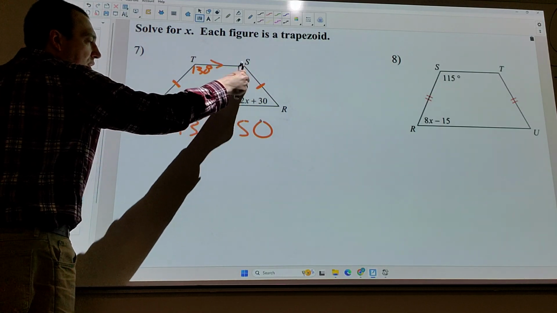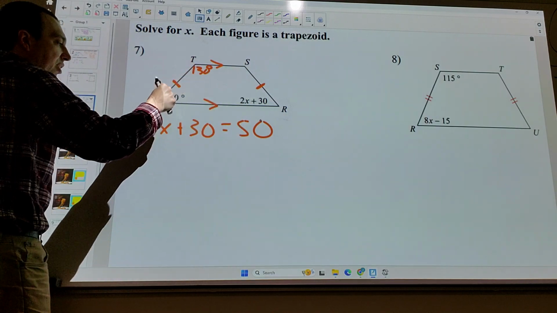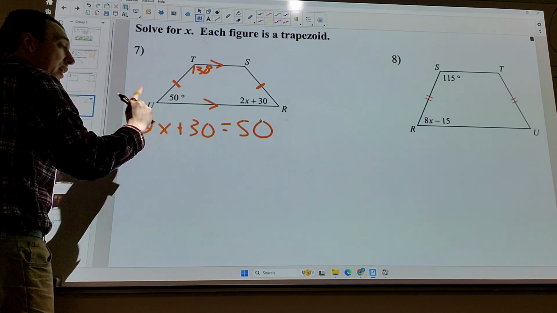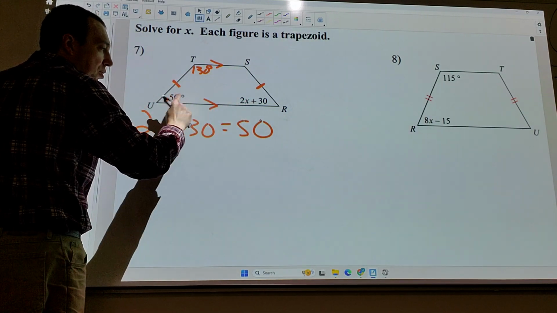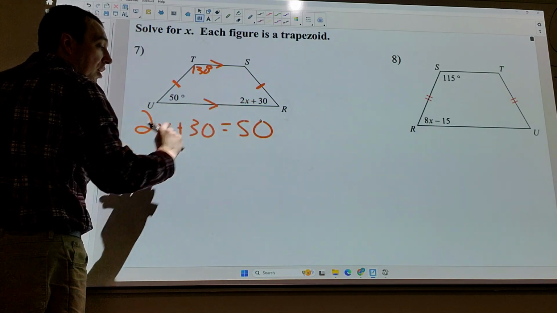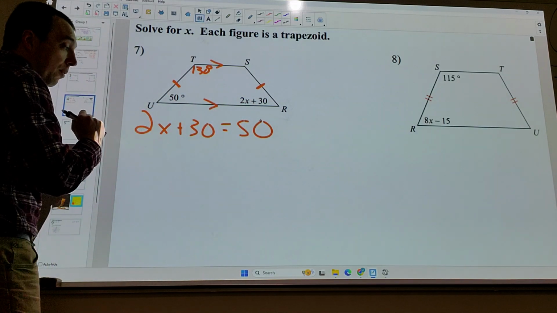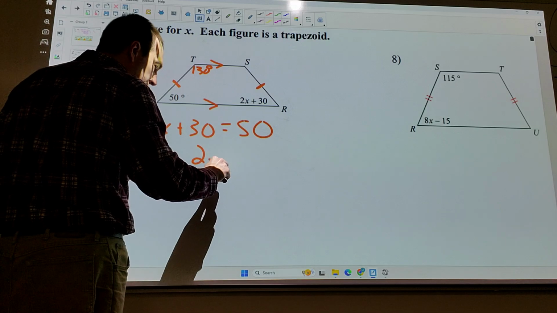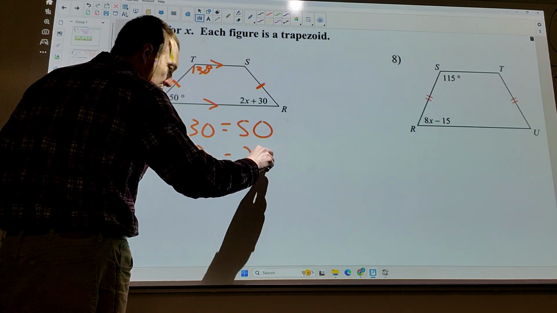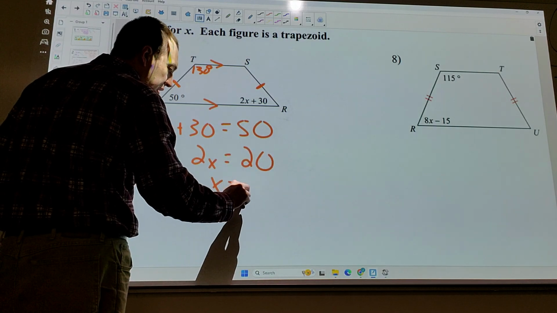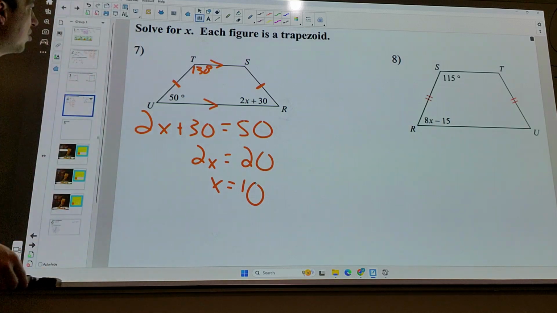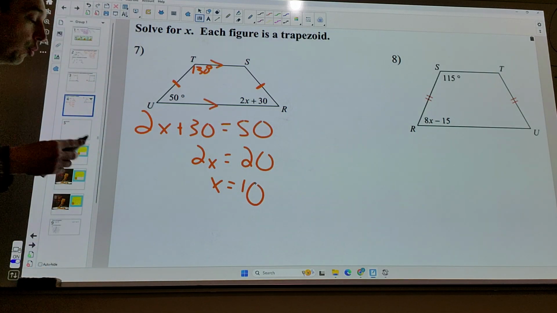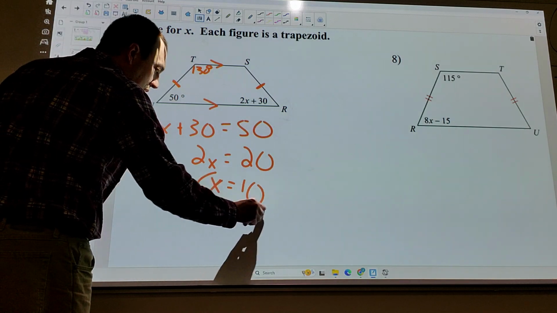Always, for any trapezoid, these two angles add to 180, these two angles add to 180. But, since it's an isosceles trapezoid, these two angles, the base angles, are equal. Subtract 30, divide by 2, and x equals 10. Did they say simply solve for x? Yes, they did. We're done. X equals 10.